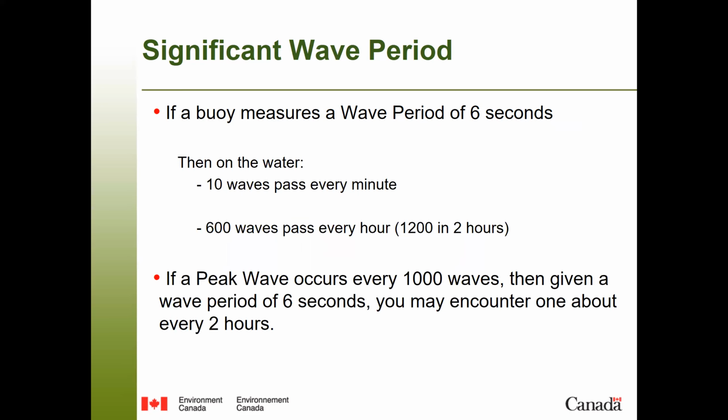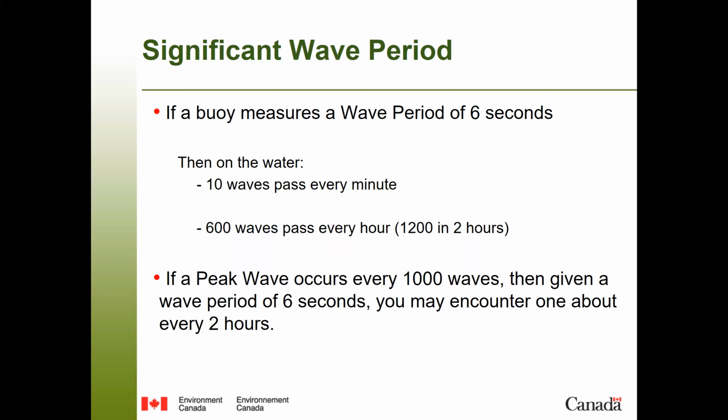So if a peak wave from our previous example occurs every 1,000 waves, and that peak wave is 10 meters, then given the wave period of 6 seconds, you're encountering that on average maybe every 2 hours or so, slightly less, but on average about every 2 hours. So that's how you can put together the significant wave height, the peak wave of what you might expect, and how often you might encounter that based on the wave period.